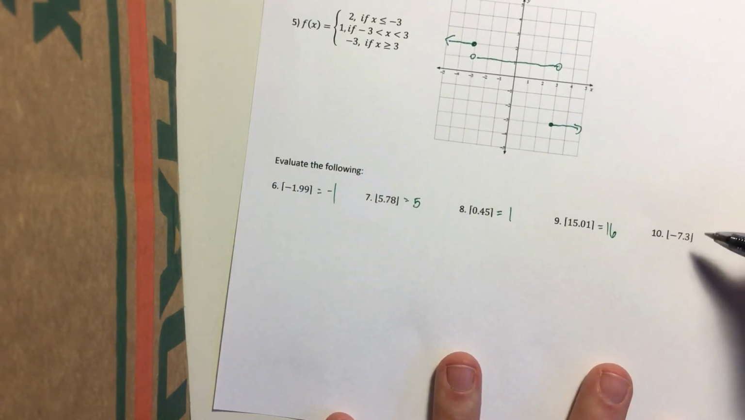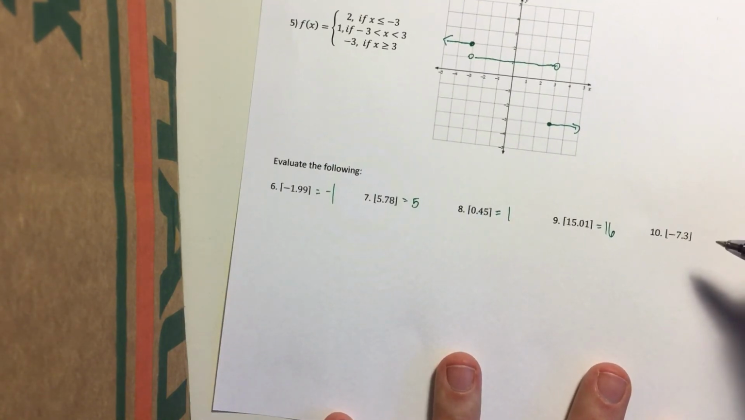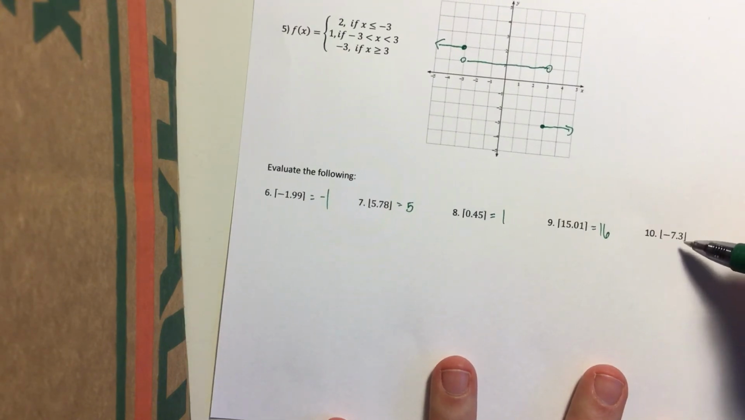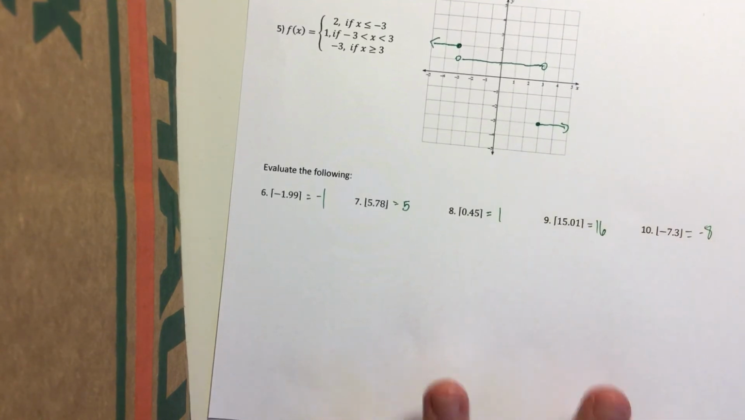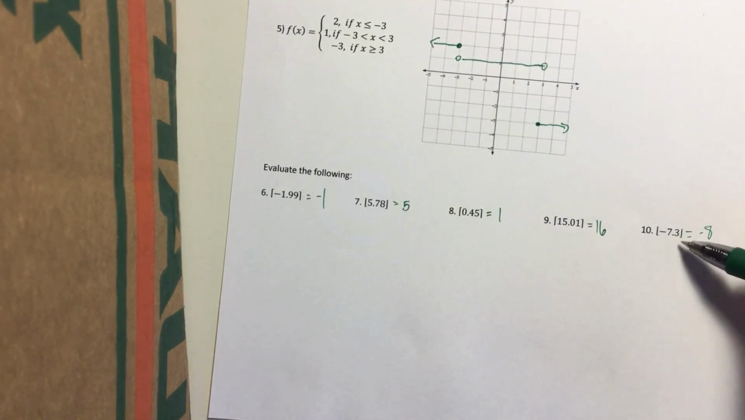And then -7.3, if we are doing a floor, we're supposed to go to the lowest integer that this is between, and that's going to be -8. So don't go to -7. That would be the ceiling. So -8 is the floor.